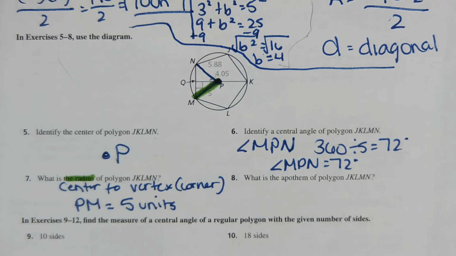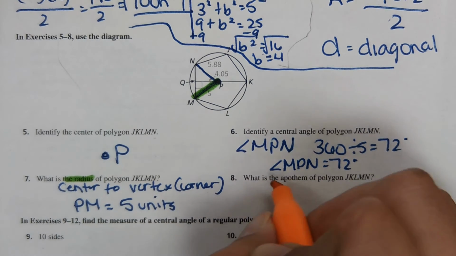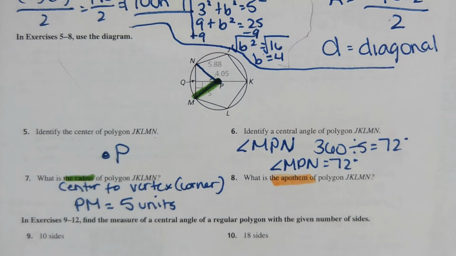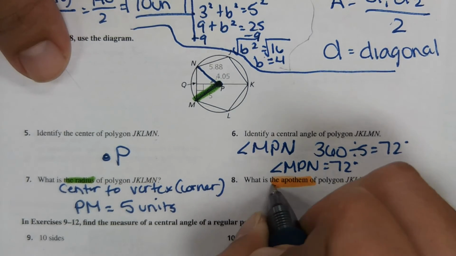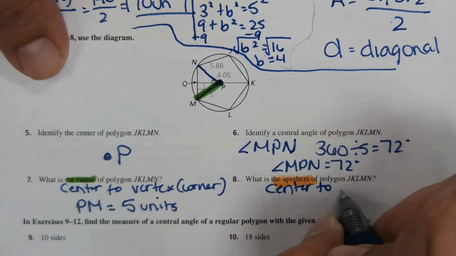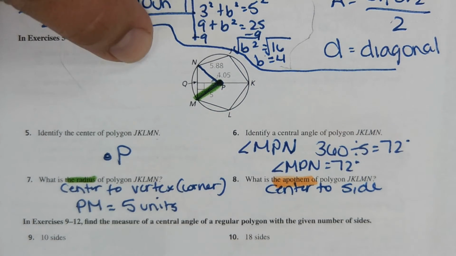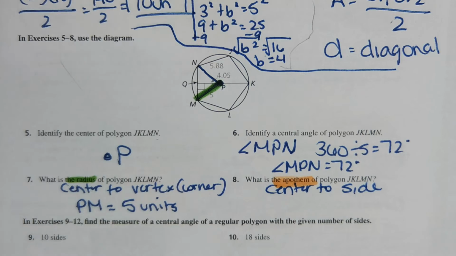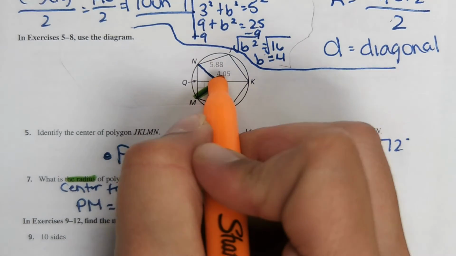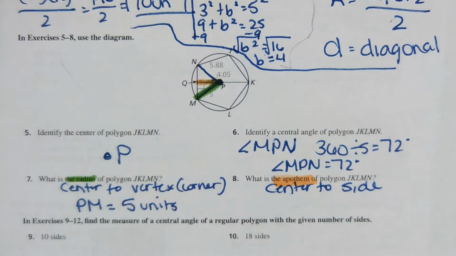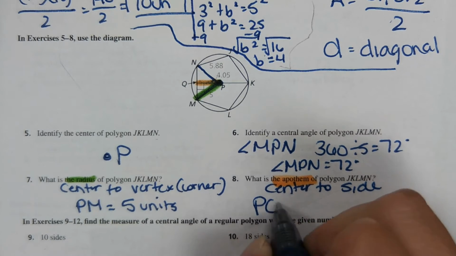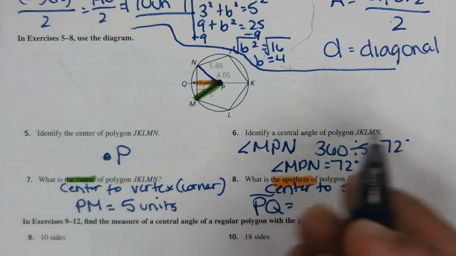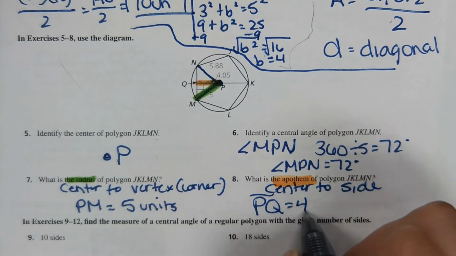And then a new word that you haven't seen before, an apothem. Apothem is the distance from the center to the side of the polygon. So for example, from the center P to the side right here, PQ would be an apothem. And then the length of that, it says, is 4.05.